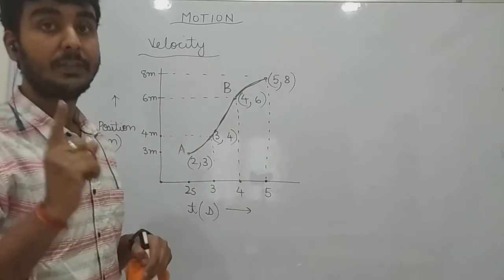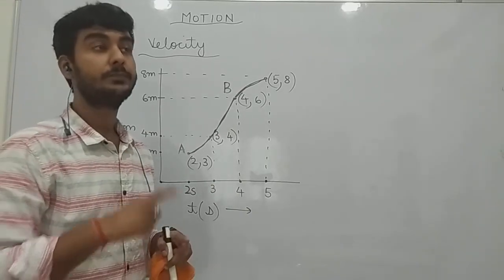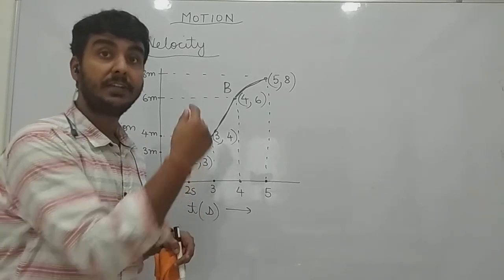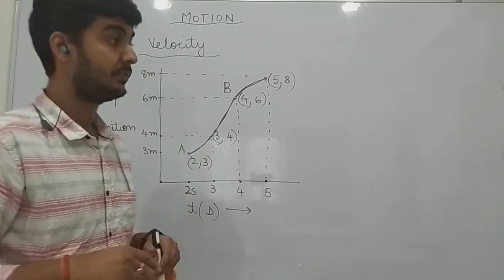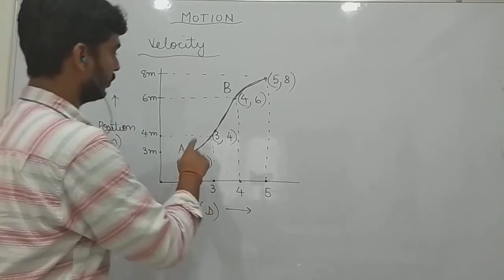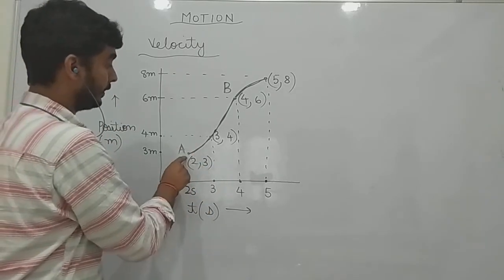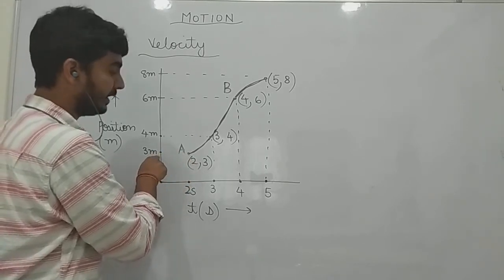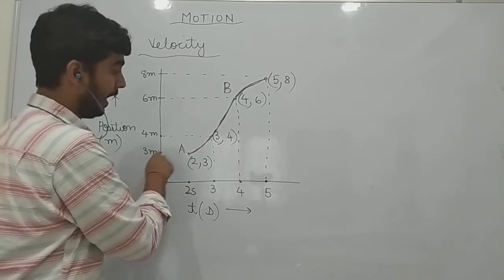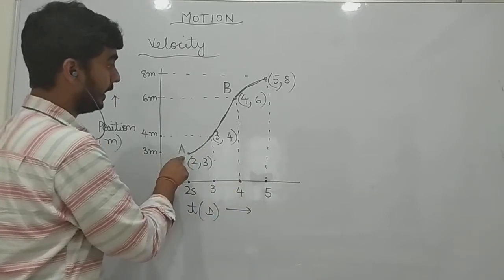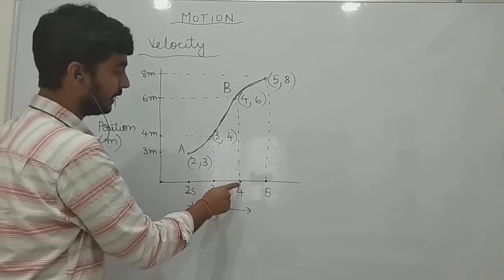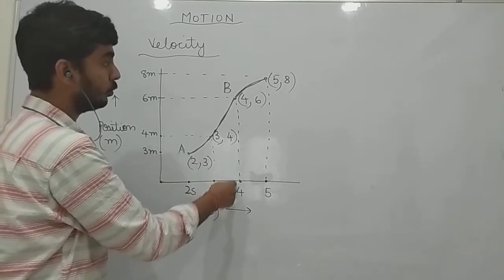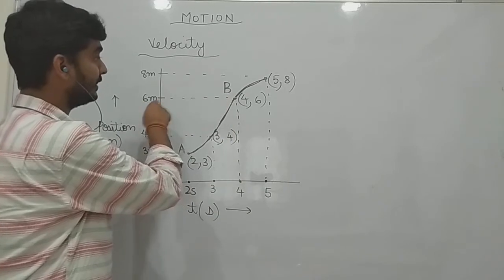Now to calculate the velocity, what should I know? I should know the displacement and the time interval. Let us see if we can find those two things from the graph. At point A, time is 2 seconds, and at point B, time is 4 seconds. At t equal to 2 seconds, the object was at 3 meters. At t equal to 4 seconds, the object is at 6 meters.